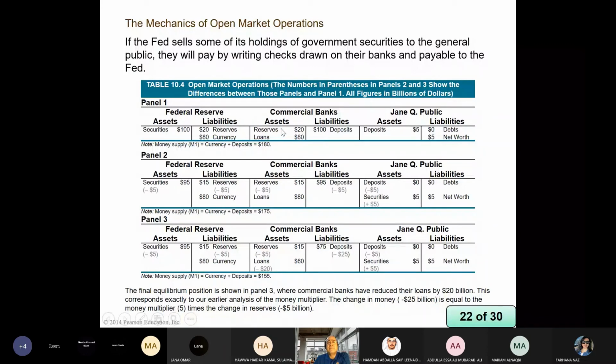Reserves, sorry, 20. Reserves 20. 20 times 5 equals 100. Why do I say it's times 5? Because I assume the required reserve ratio is 20%. 1 divided by 20% is 5. So deposits will be 100. So 100 times 0.8 will be 80. So always check whether the balance sheet is balanced, so the left side equals the right side.